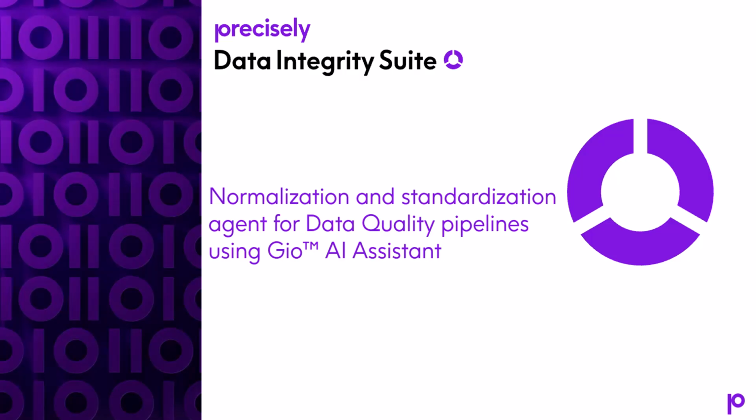Now, let's take a look at another feature that transforms how you handle data inconsistencies. The Standardize and Normalization agent, powered by Gio, brings intelligent automation to one of data quality's most critical challenges. Data rarely arrives in perfect condition.